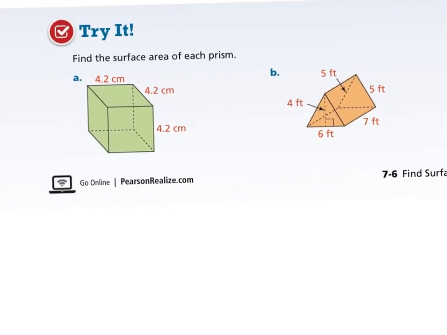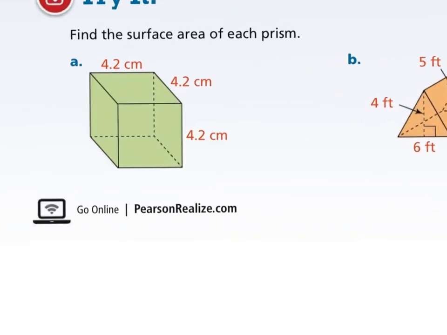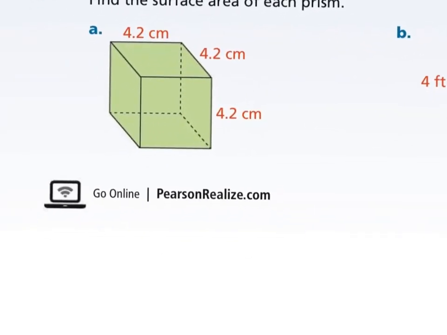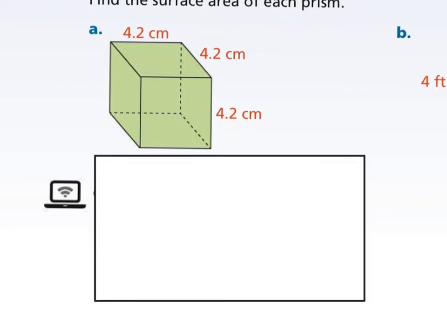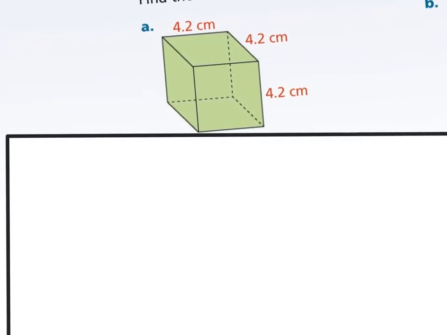So if we look at the try-its at the bottom of the page, try-it part A, they want us to find the surface area of that prism. That one, if you'll notice, length, width, and height are all the same. So we could call that a cube. And so all 6 sides are going to be identical to each other.